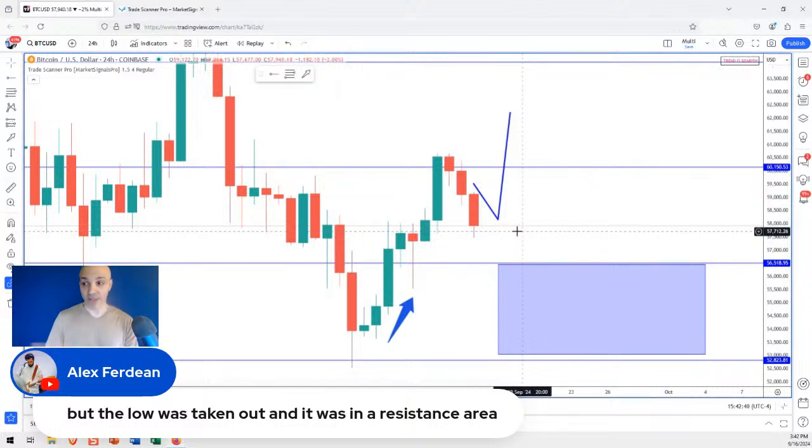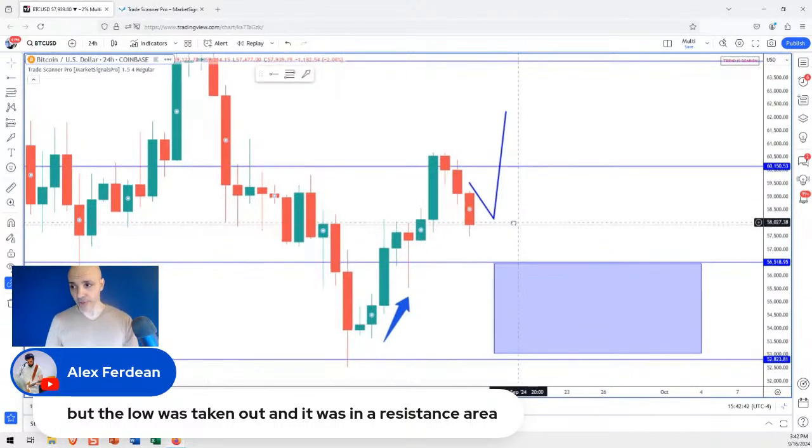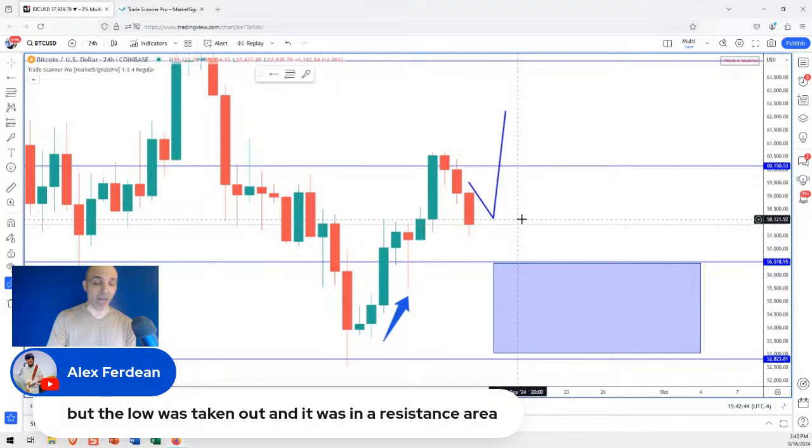Now, that's assuming you're doing it manually. The Trade Scanner Pro takes a lot of that decision making off the table, so you don't have to be all caught up in that. But I want to demonstrate the thought process that goes into this, so that you're prepared.